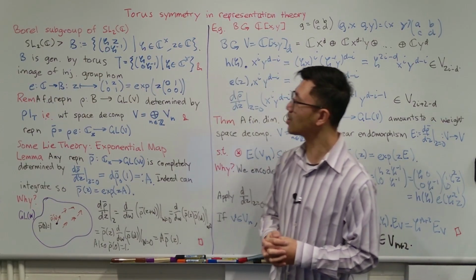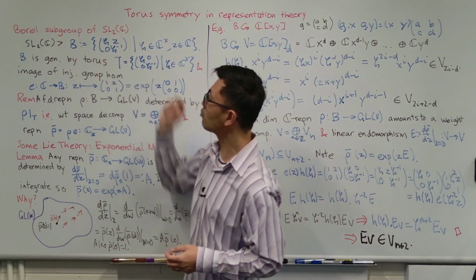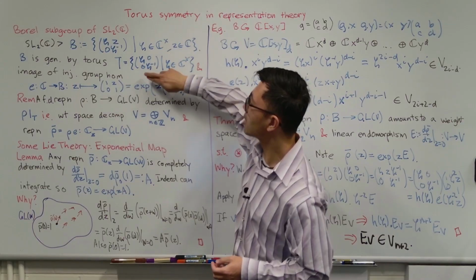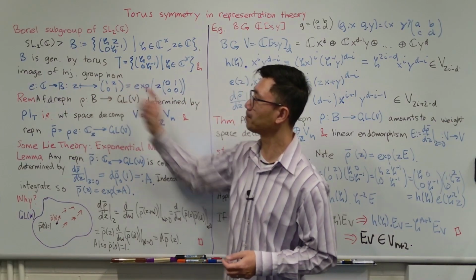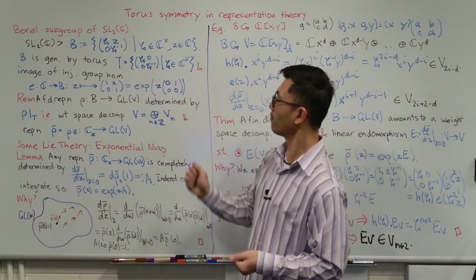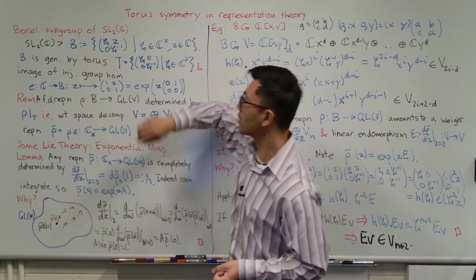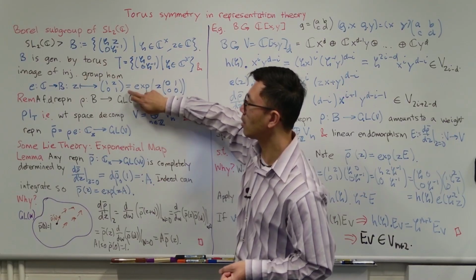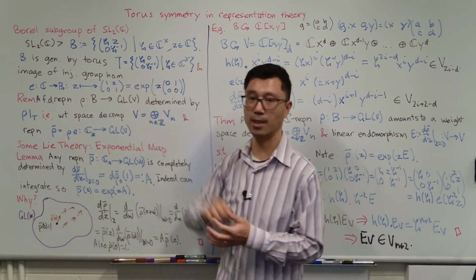Okay, so it's quite easy to see that this Borel subgroup, the group of all these matrices, is generated by this subgroup, this torus here, and this copy of C here. In fact, it's generated in a very strong way. Every element in here can be written as a product of an element in here and an element in here. So you just need something here times something in here.